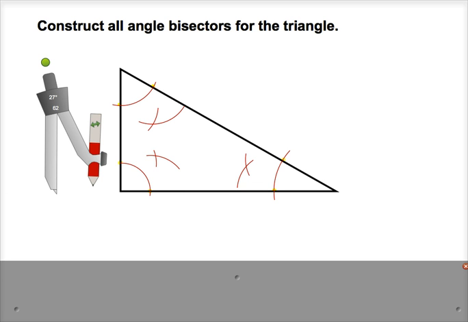So from the vertex through the point of intersection, I'm just going to extend it all the way to the opposite side of the triangle. Vertex through the point of intersection, extend it to the opposite side of the triangle. So there are all three angle bisectors.